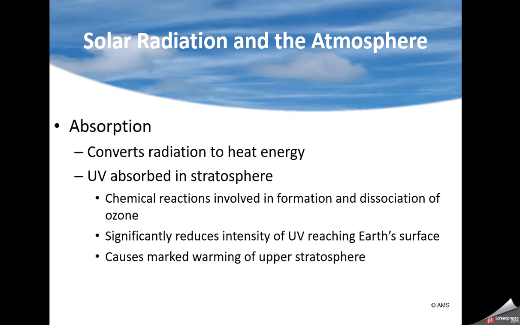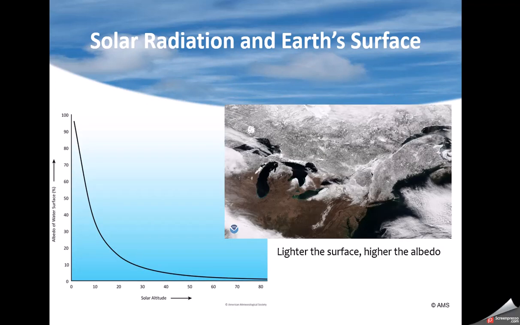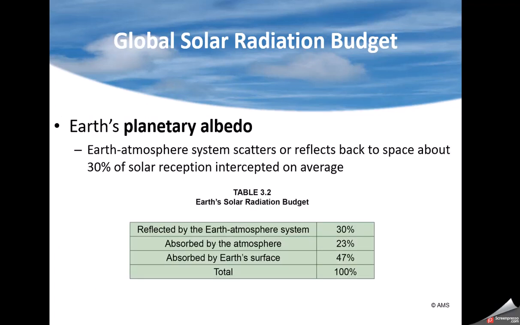Absorption is what we absorb. The ozone layer absorbs a lot of the UV radiation coming in, and that protects us from that UV radiation reaching us and keeps us from getting sick, basically cancer. You can see here the higher the albedo, the more the changes in sunlight.